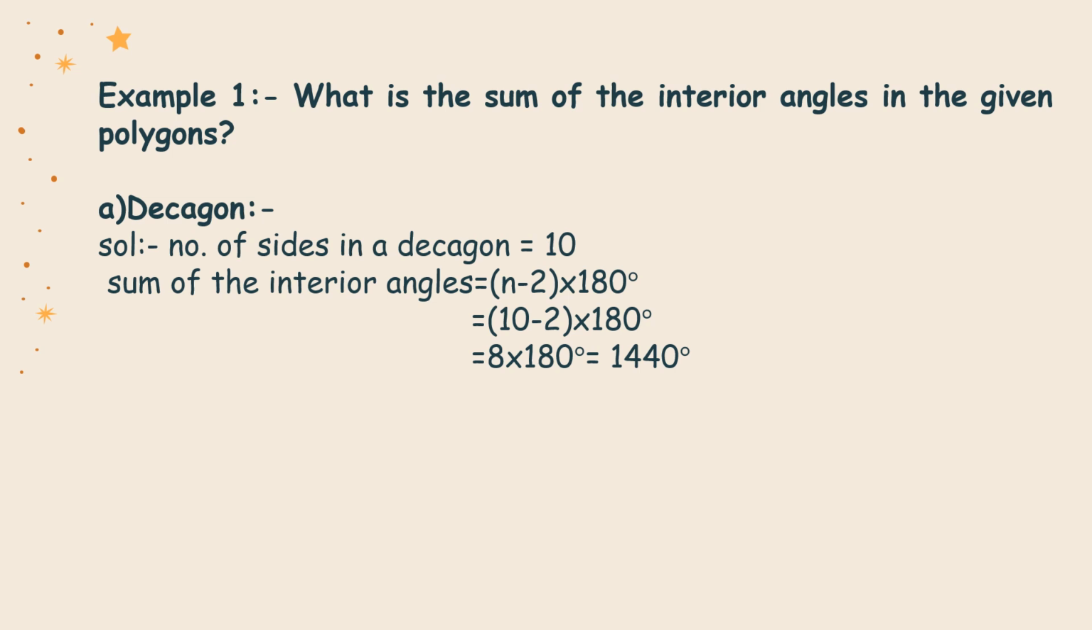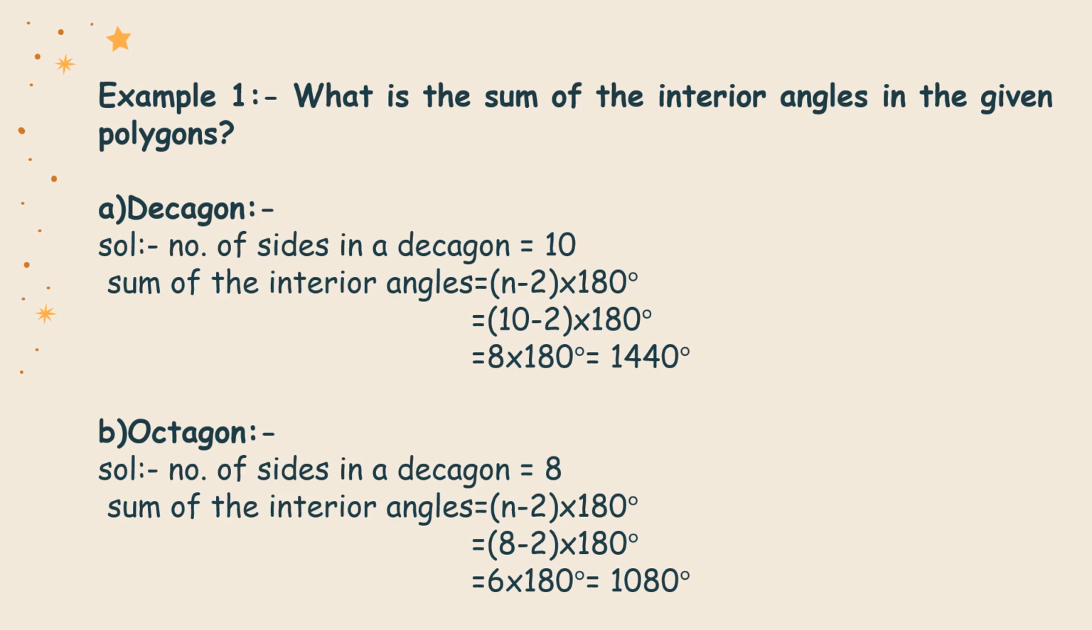Now decagon. How do you find the sum of the interior angles? We have cited the formula just now, right? n minus 2 into 180. So firstly, calculate the number of sides. How many sides are there? 10. So substitute in the given formula, that's it. 10 minus 2 into 180, which is 8 into 180, is equal to 1440 degrees. Same in the case of octagon. You can solve it on your own. How many sides are there? 8. So substitute in the formula, you will get the answer.